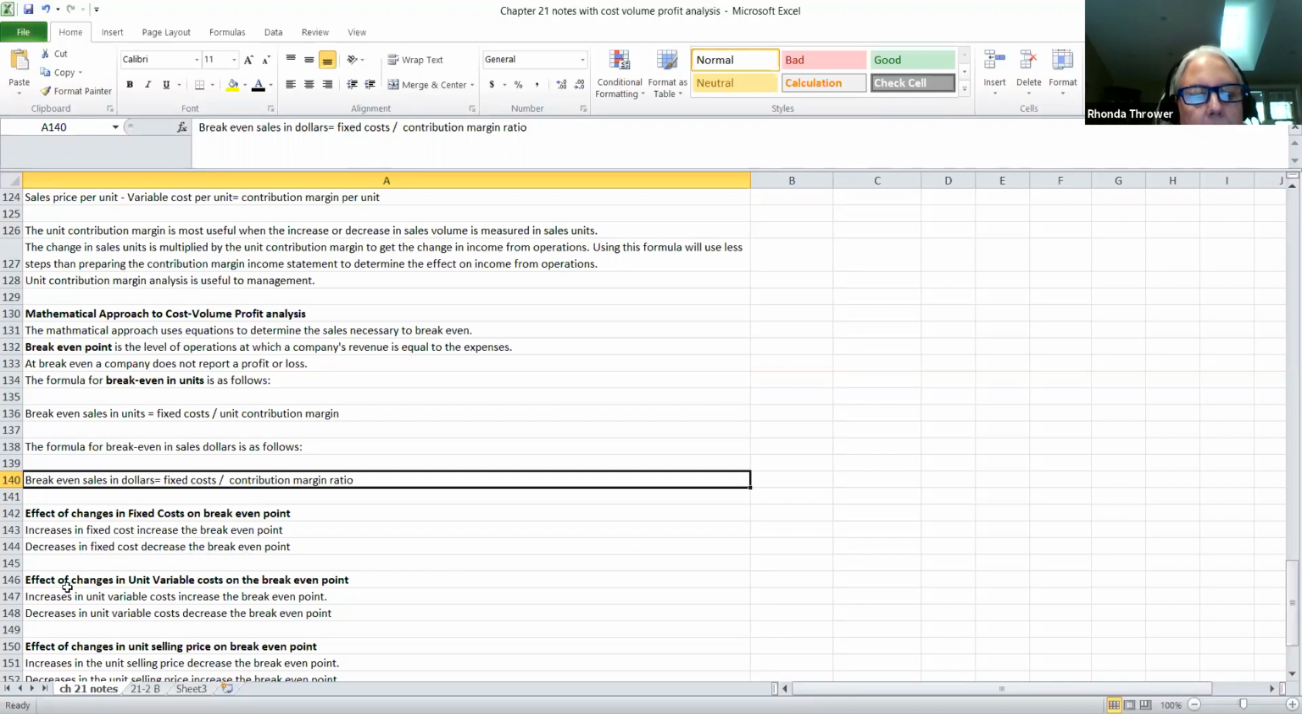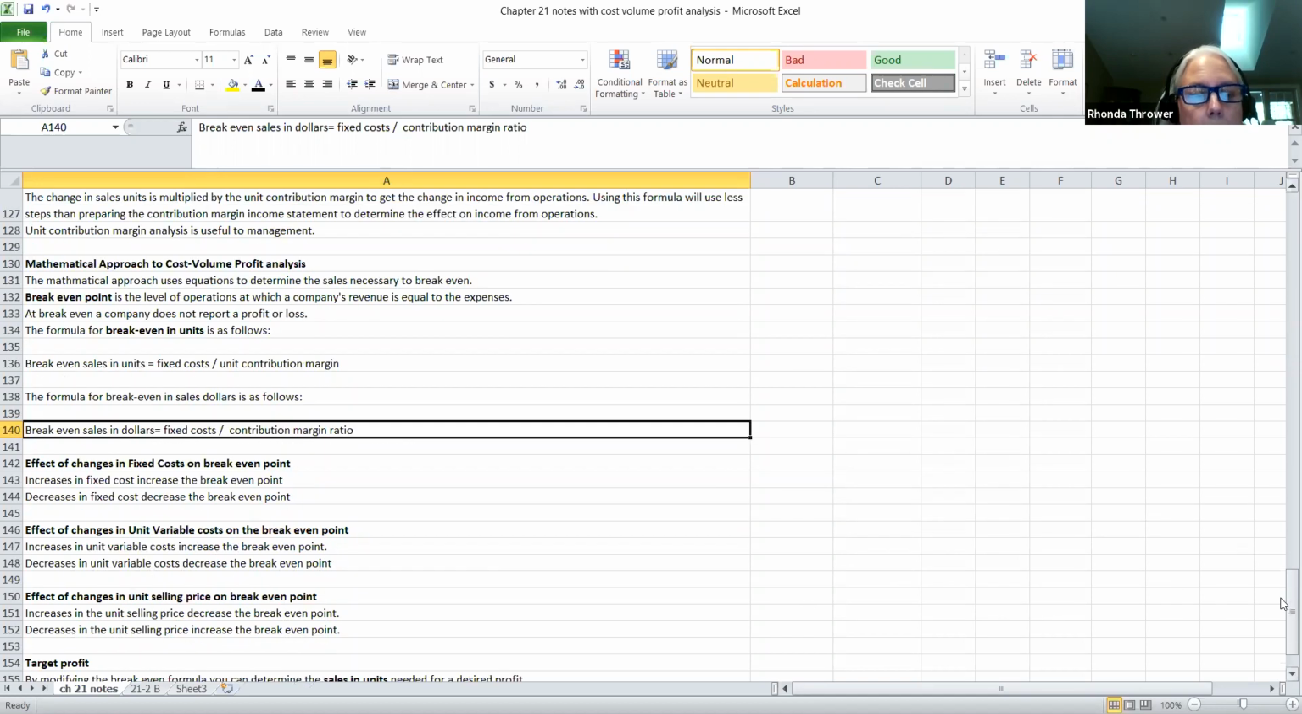We can also measure the effect of the changes in unit variable cost on the break-even point. And it's basically the same as what happens with fixed costs because they're costs. If you have an increase in cost, you're going to have an increase in break-even point. If you decrease your cost, then your break-even point units that you have to sell will decrease.